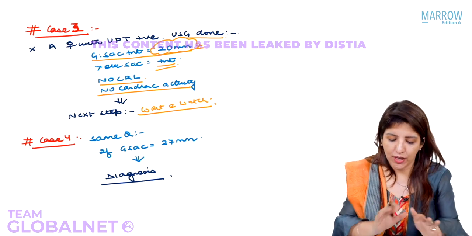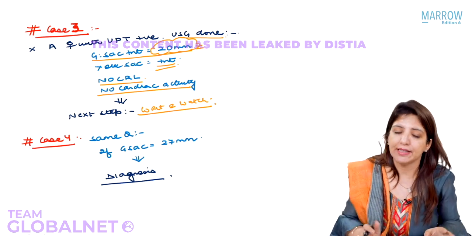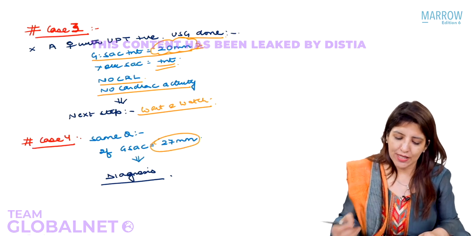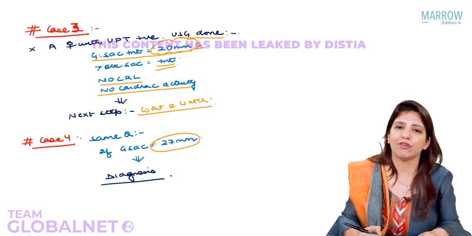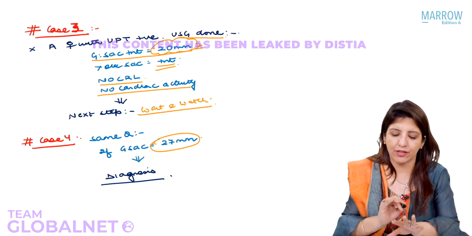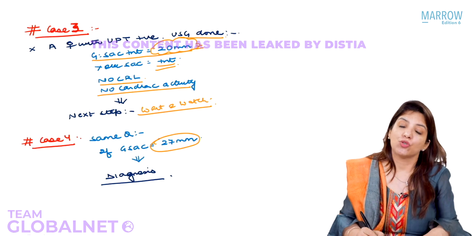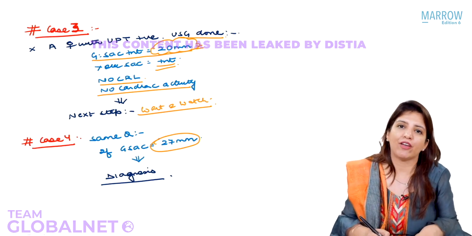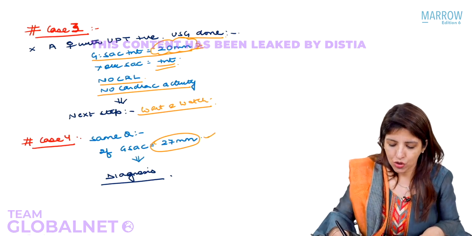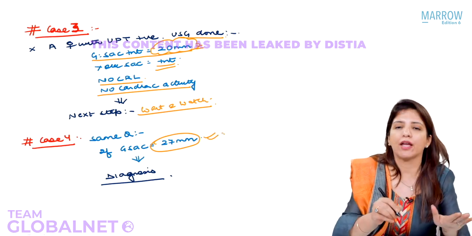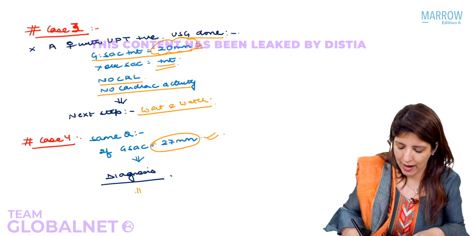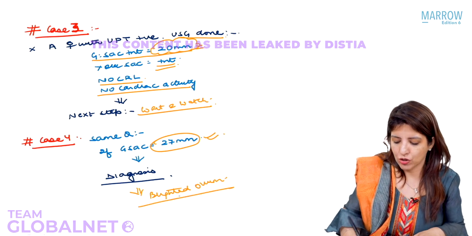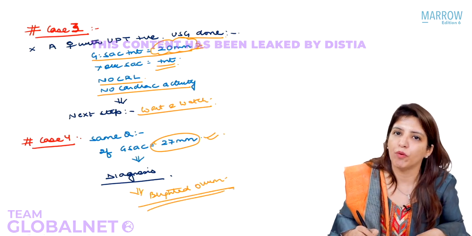Okay. Case 4. It is the same question, but they are saying that the gestational sac is 27 millimeters. Right? So, yolk sac is present. Gestational sac is 27 millimeters. There is no crown rump length and there is no cardiac activity. So, I told you that you have to wait maximum up till 25 millimeters. Right? Here it is 27 millimeters. Now, I am going to tell the patient that you have a blighted ovum. Now my diagnosis is blighted ovum.